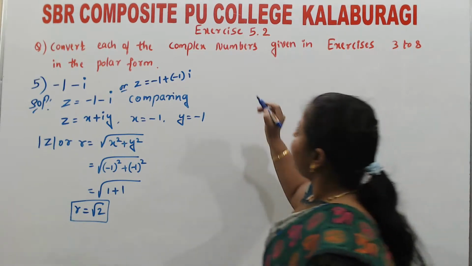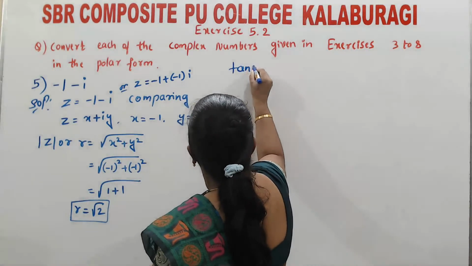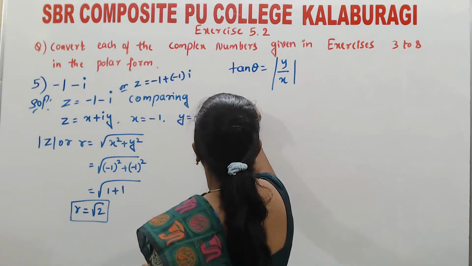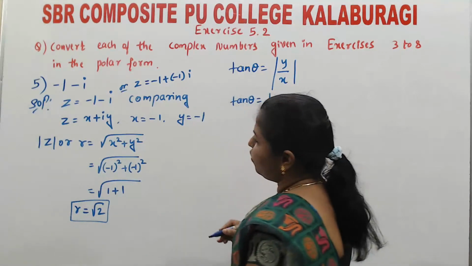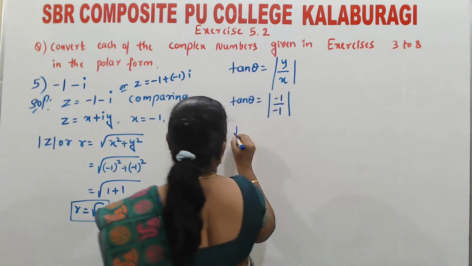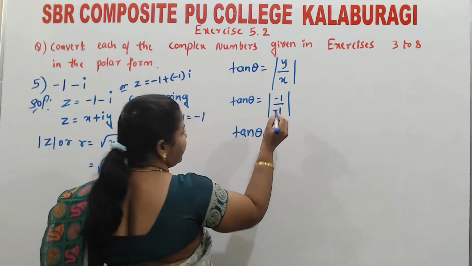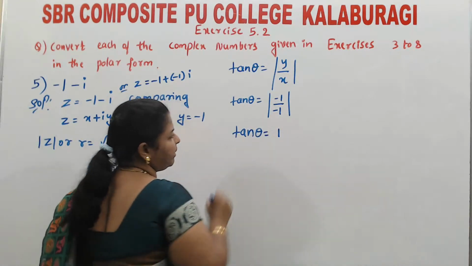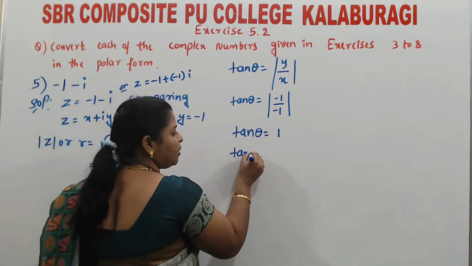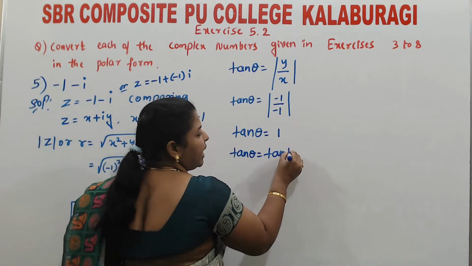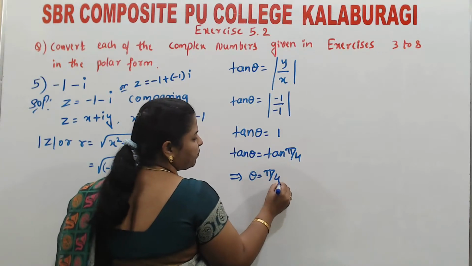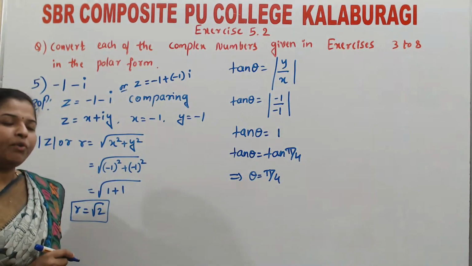Next, we have to find theta, right? Therefore, tan theta is equal to modulus of y by x. Then tan theta is equal to modulus of, what is y here? y is equal to minus 1 divided by minus 1. Then tan theta is equal to, inside the modulus value becomes plus, right? 1 by 1 is nothing but 1 only. In which angle is the tan value 1? We know that tan 45 degree is equal to 1, right? Tan pi by 4. Which implies that theta is equal to pi by 4, right?